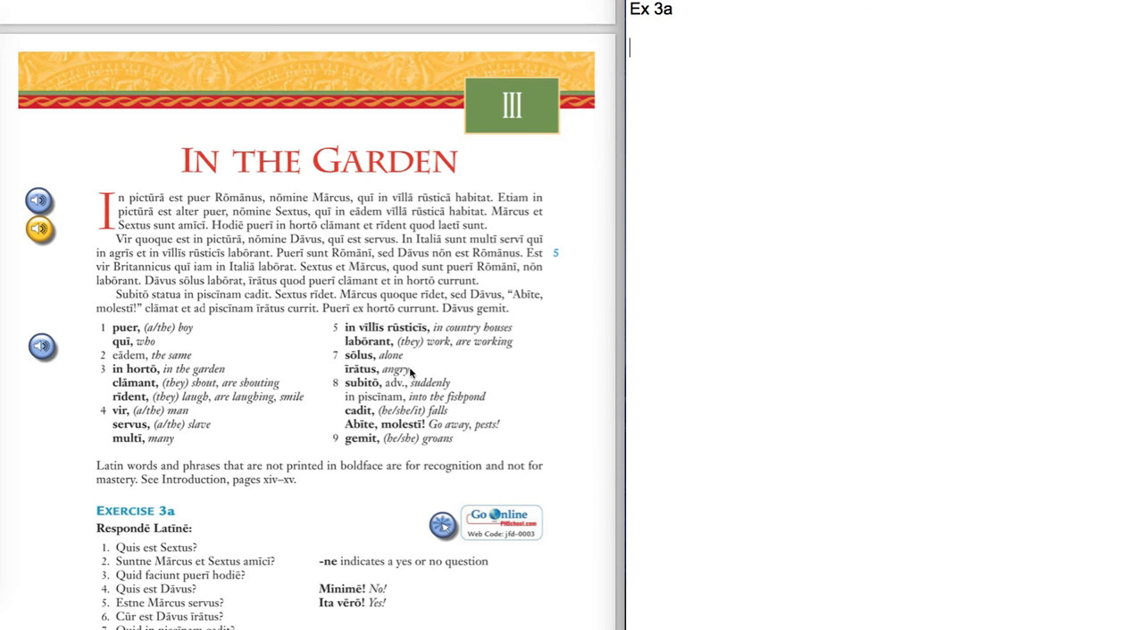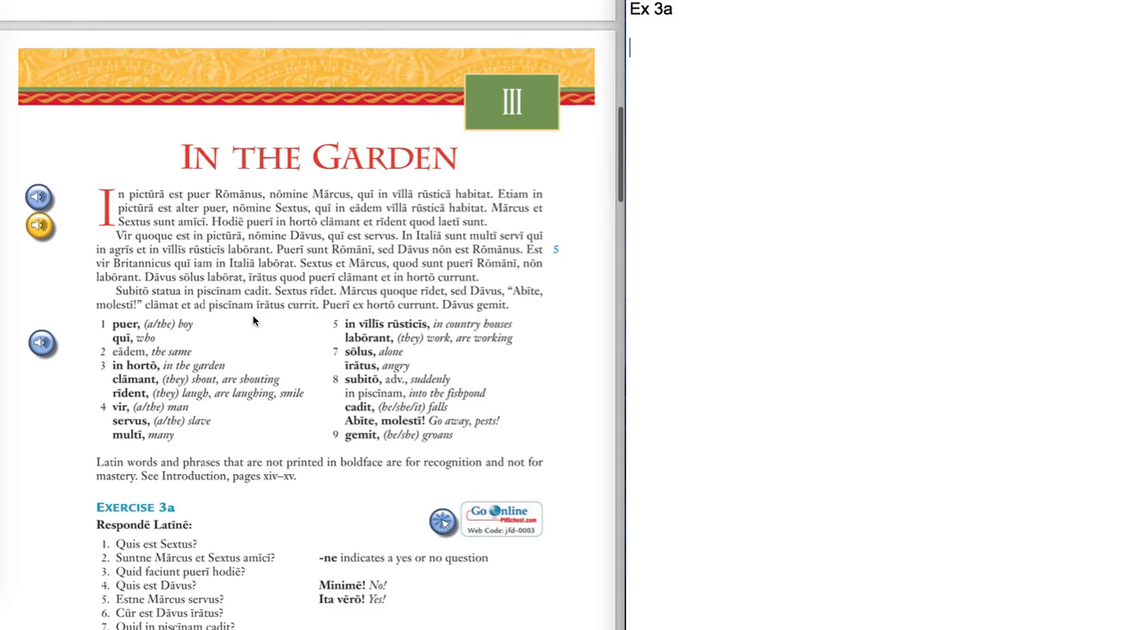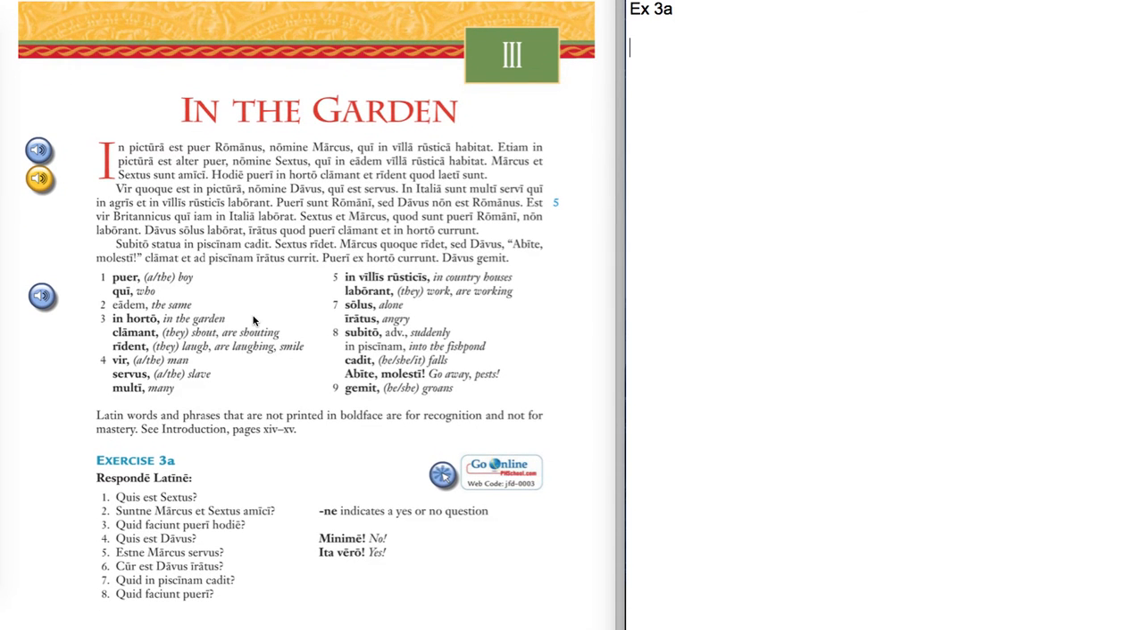What's the word for angry? The word is iratus, or irata if it's a feminine subject. What's the word for alone? Solus or sola. So all the bold words, you want to know both ways. Piscinam, fish pond, not as critical a word, but all these bold words are considered important enough to remember both from English to Latin and Latin to English. Okay, so we'll do a couple of questions from exercise 3A now.